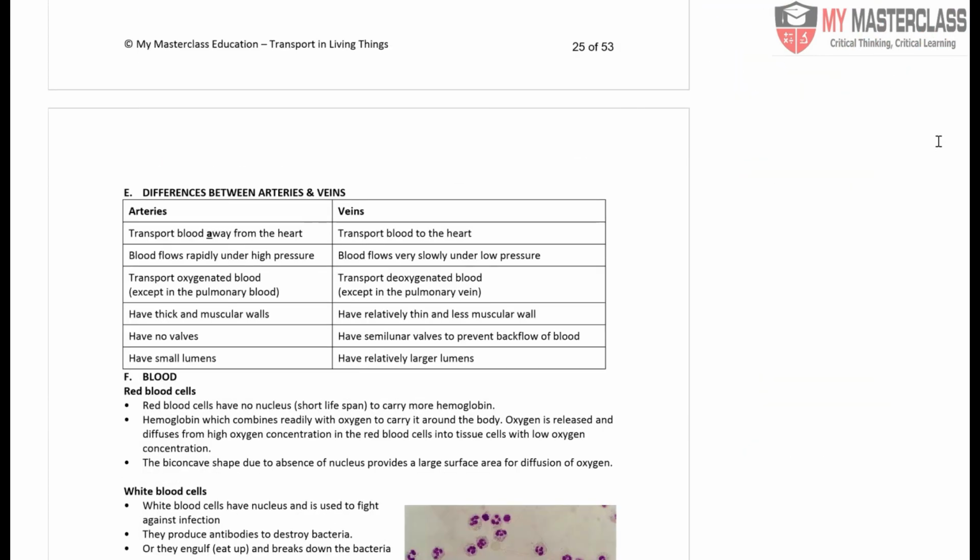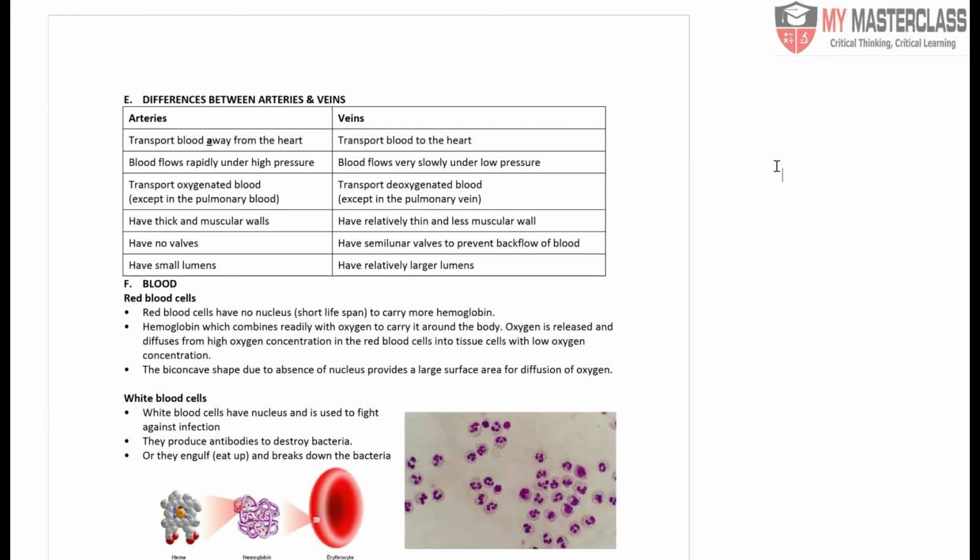Alright, so what are the differences between arteries and veins? As mentioned earlier, the arteries are used to transport blood away from the heart, because this is A and A. It is at extremely high pressure as compared to the veins, which is low pressure. Because it is high pressure, they require thick and muscular walls, whereas veins are relatively thin and less muscular. For the high pressure, they require a very small lumen. Lower pressure, I don't need a small lumen, so a larger lumen is good enough.